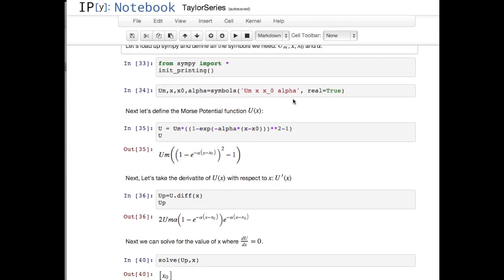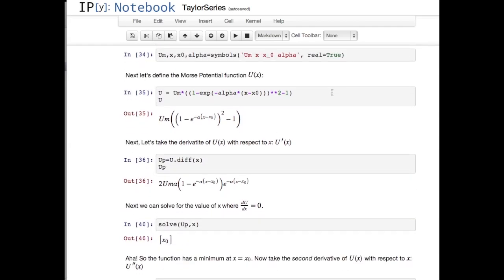And these are all going to be real. If you don't say real here, it will assume that they are potentially complex, and then when you go to find solutions, it can find complex roots. But today I'm only interested in the real roots of these equations, and so I want to tell SymPy that they're real. There you go. I'm going to go ahead and put in the expression for the Morse potential.